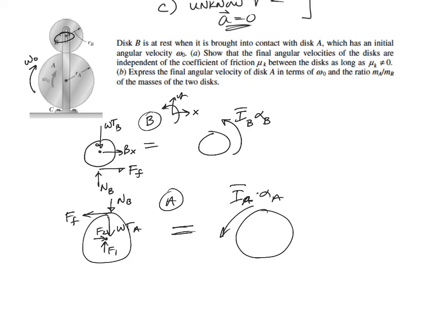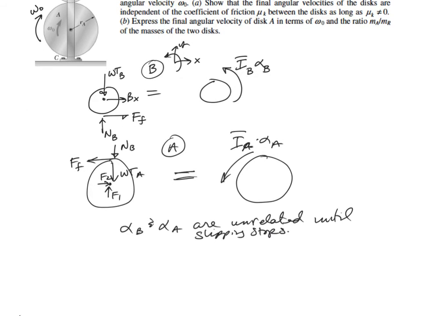And so we can kind of add here that alpha B and alpha A are unrelated, right, until slipping stops. And at that point, we would know the velocity at contact would be equal when they've stopped slipping. So then RB omega B would equal RA omega A.